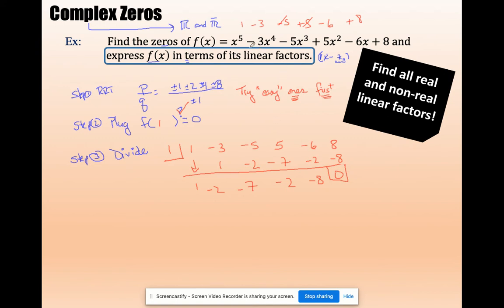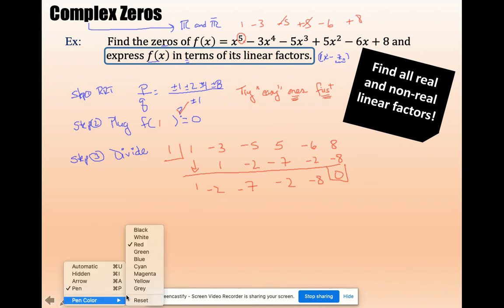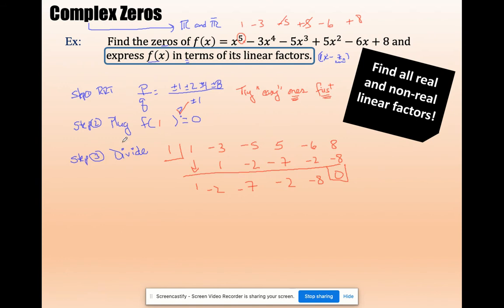So what did I do? I took an x to the 5th and I reduced it to an x to the 4th, right? This is an x to the 4th. You have to divide until you have depressed the polynomial to a quadratic. So how many more times do I divide?